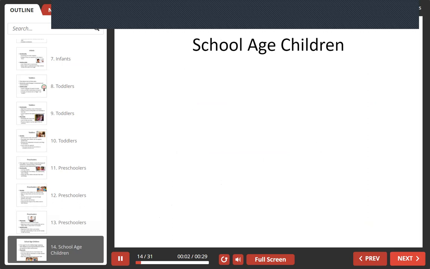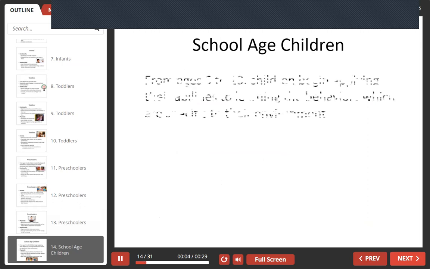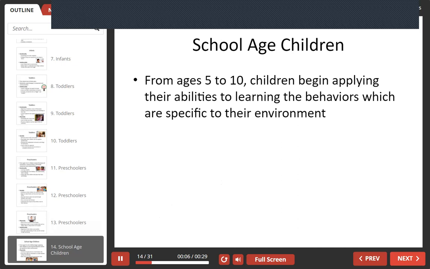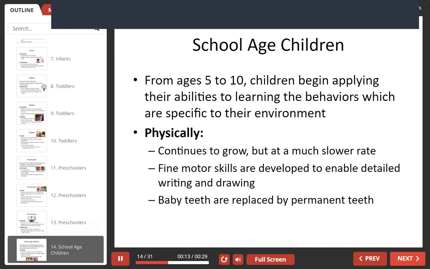So now we're going to be looking at school-age children. From ages 5 to 10, children begin applying their abilities to learning the behaviors which are specific to their environment. Physically, school-age children continue to grow, but at a much slower rate. Fine motor skills are developed to enable detailed writing and drawing, and baby teeth are usually replaced by permanent teeth.